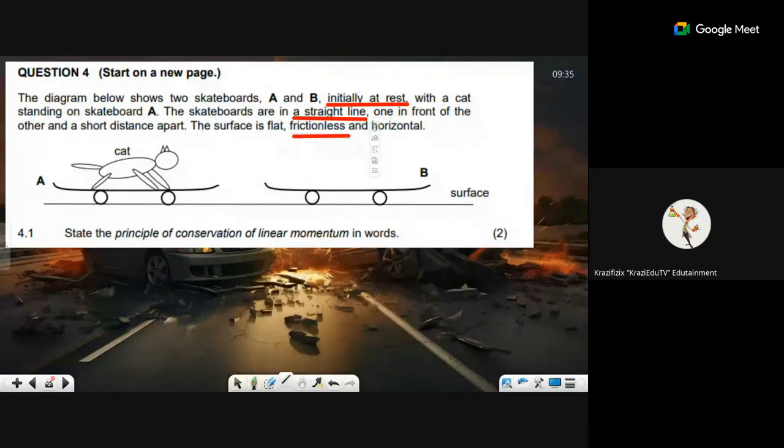Isolated. Lebo, you need to scroll down and find Krazifizix, okay? Or you log out and quickly log in. Log out and quickly log in.